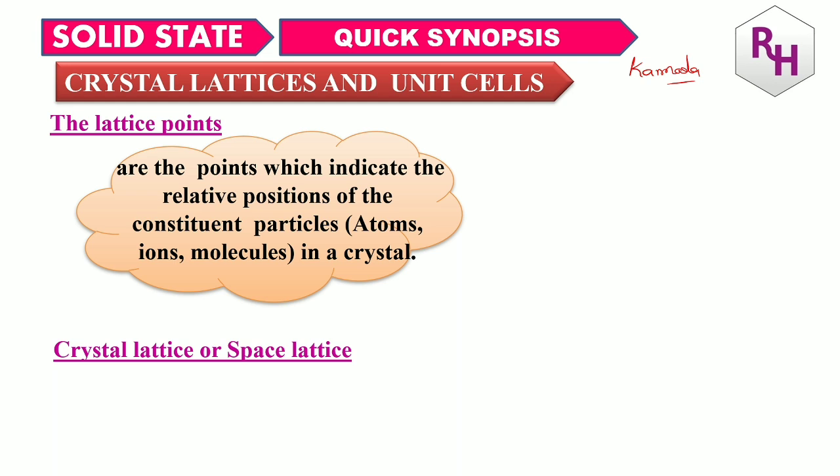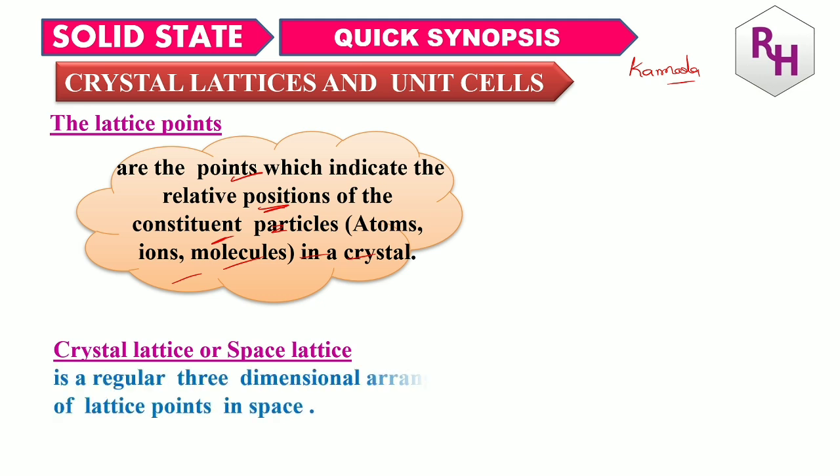Yes. Now, crystal lattice and unit cells. What to remember? Lattice points: you have to remember what crystal lattice or space lattice means. Lattice points are the points which indicate relative positions of the constituent particles like ions, molecules, etc. Crystal lattice is a regular three-dimensional arrangement of lattice points. Lattice points are the points which indicate the relative position. Crystal lattice is the three-dimensional arrangement of those lattice points.